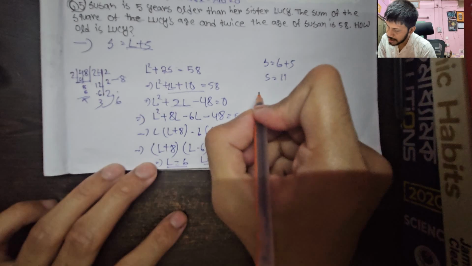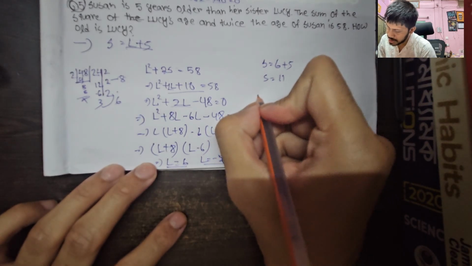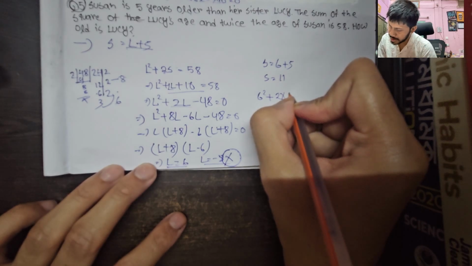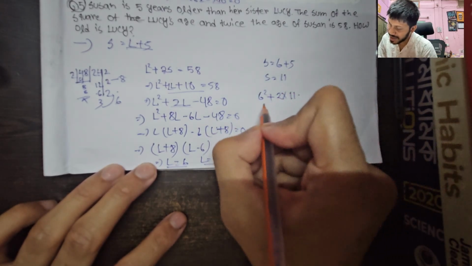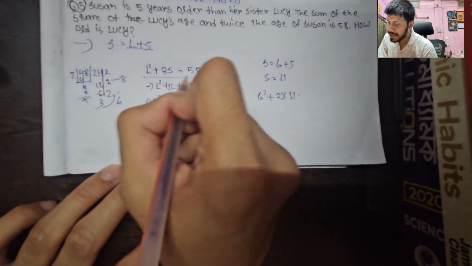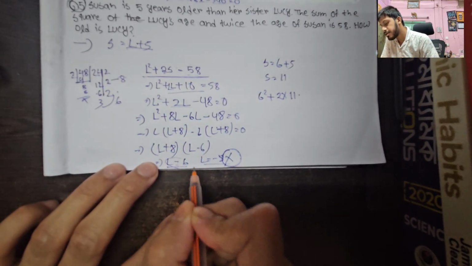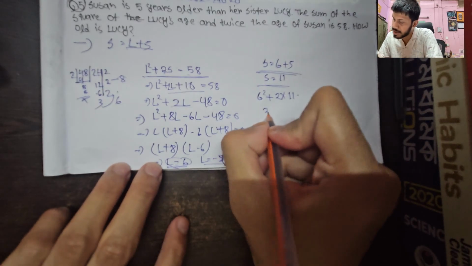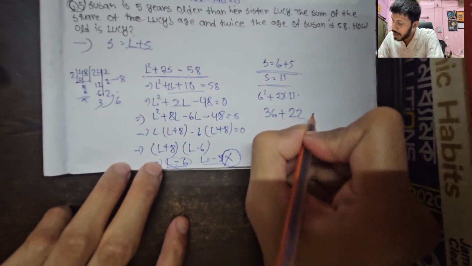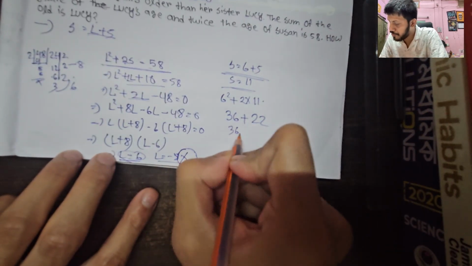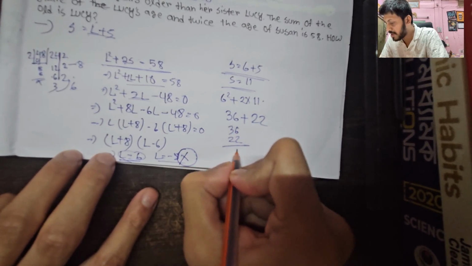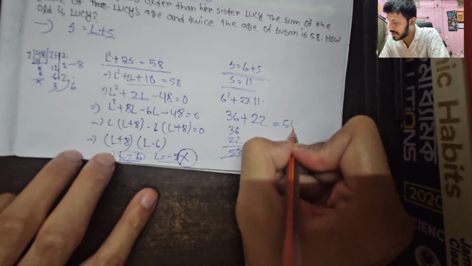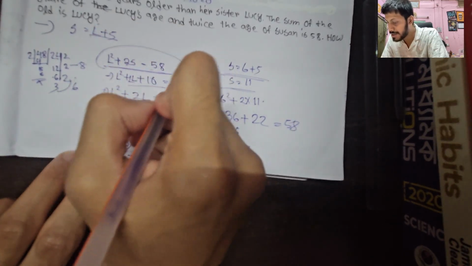Let's try this. Lucy's age is 6 square plus 2 into Susan's 11. If it comes to 58, we know that this satisfies, and Lucy's age of 6 is correct, and Susan's age of 11 is correct. So 6 square is 36 plus 22. 36 plus 22: 6 plus 2 is 8, 3 plus 2 is 5. 58. That means it satisfies the requirement as well.